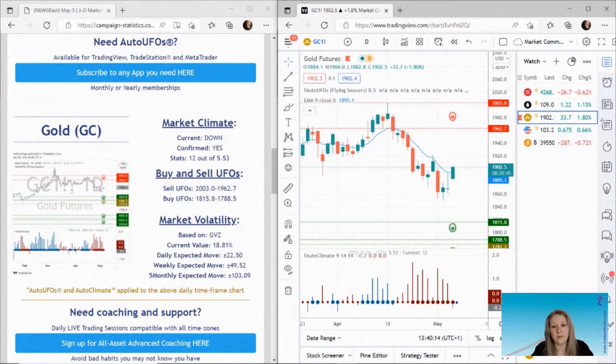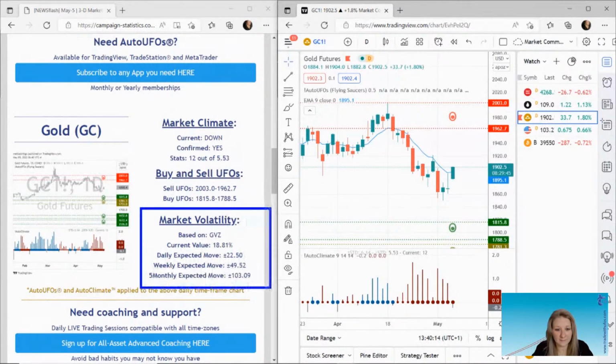So gold, thick red dot, probability down. Now, price has recently pushed to the upside, so we might see that change tomorrow. For the time being, though, probability down. And we have sellers up here between 2003 to 1962.7, and buyers here between 1815.8 to 1788.5. We're kind of in between them. Unlikely that either of them will affect us today, so probability coming from the climate to the downside.